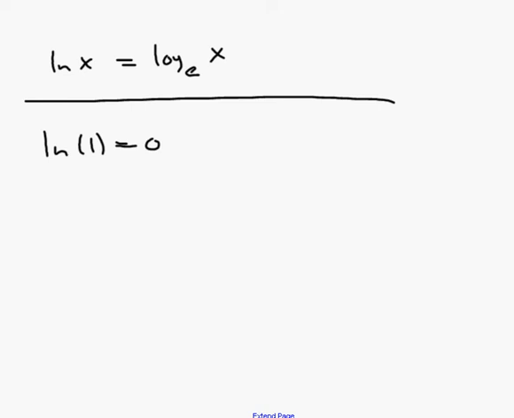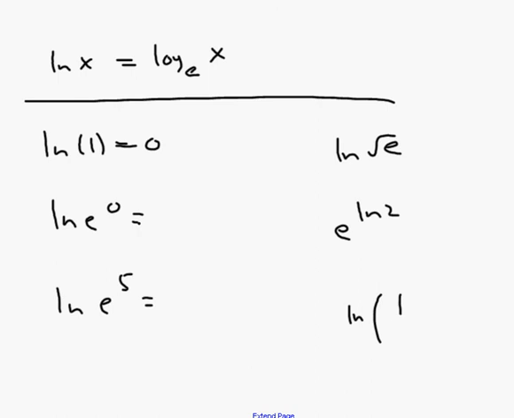Okay, let's try a few more. How about this one? ln of e to the 0. ln of e to the 5th. ln of square root of e. e to the ln 2, and ln of 1 over rad e.